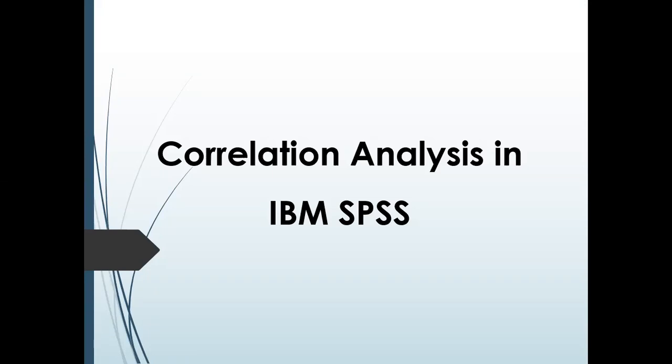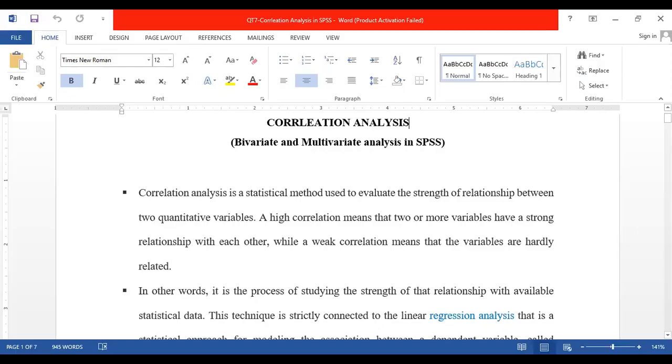Here we have two types of correlation analysis. The first one is bivariate correlation analysis, and the second one is multivariate correlation analysis. Correlation analysis is a statistical method used to evaluate the strength of relationship between two quantitative variables. A high correlation means that two or more variables have a strong relationship with each other, while a weak correlation means that the variables are hardly related.